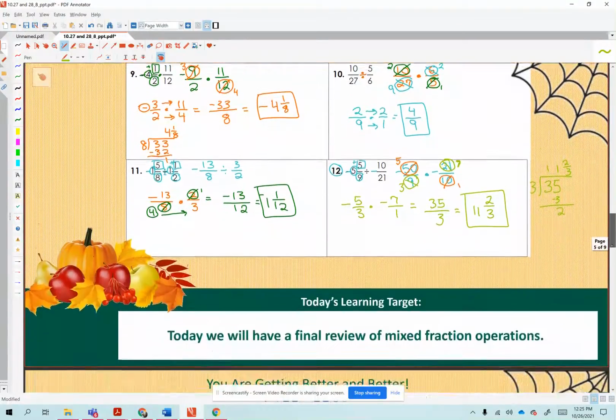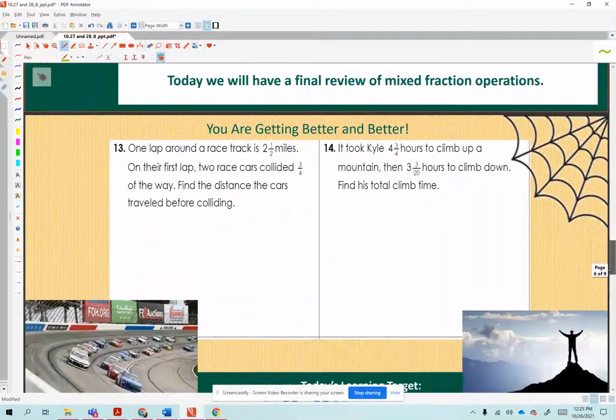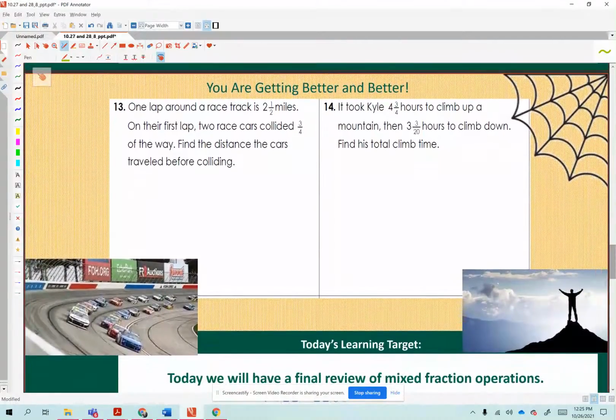So let's move on to some of these applications. So first we've got race car driving, and it looks like mountain climbing. So let's start with the race car driving. One lap around a racetrack is 2.5 miles. On their first lap, two race cars collided 3/4 of the way. Find the distance the cars traveled before colliding.